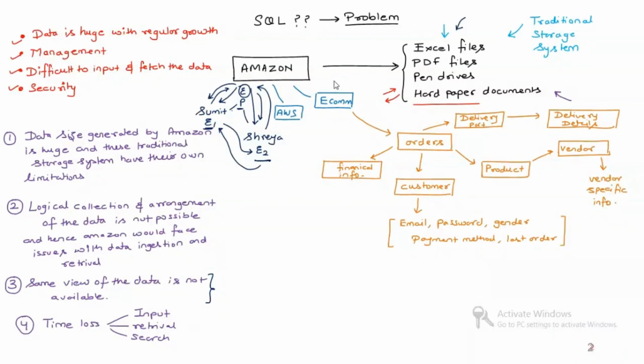Now let's understand how we can solve this problem. In order to solve this problem, a technology was discovered and introduced in the market, which was known as RDBMS. RDBMS stands for Relational Database Management System. This is the technology that was introduced in the market.